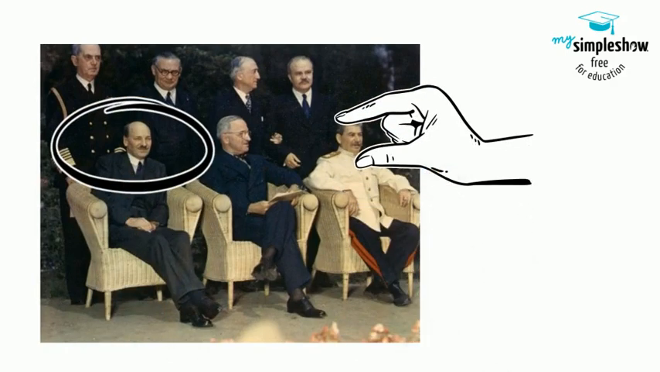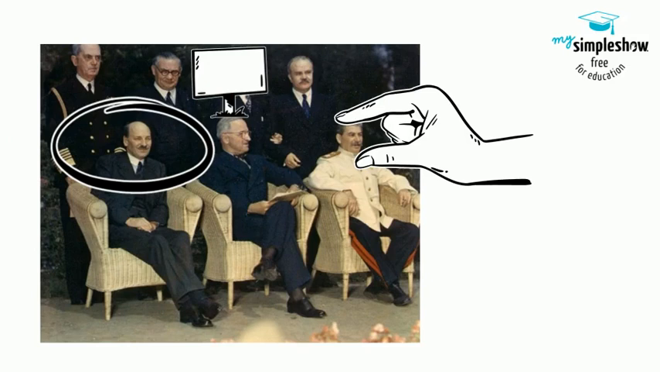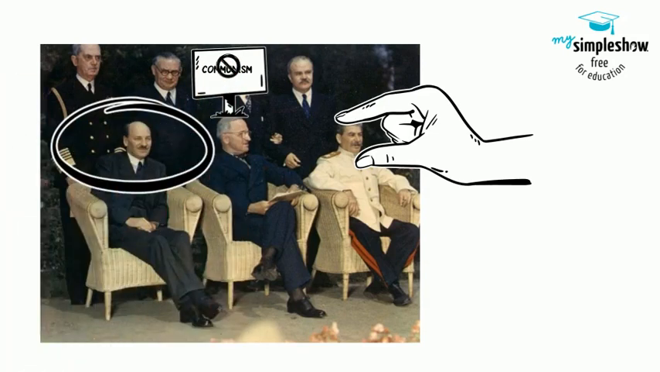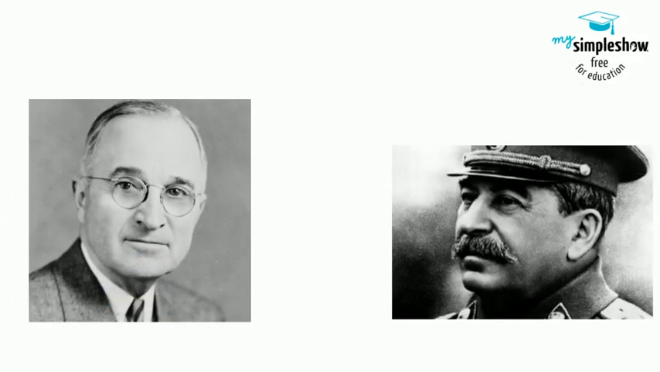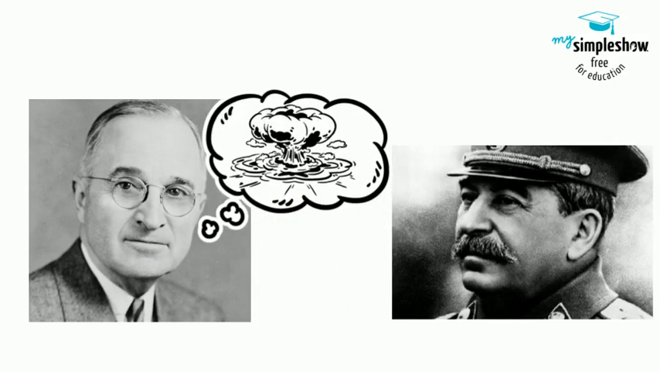FDR had not played a strong hand against Stalin in the previous conferences, despite Winston Churchill's misgivings about the Soviet leader. Harry Truman had much less trust of communist intentions than FDR had, and had no intention of letting Stalin dictate the terms. Perhaps in a decision to stand up to Stalin, Truman informed him of the secret atomic bomb project.